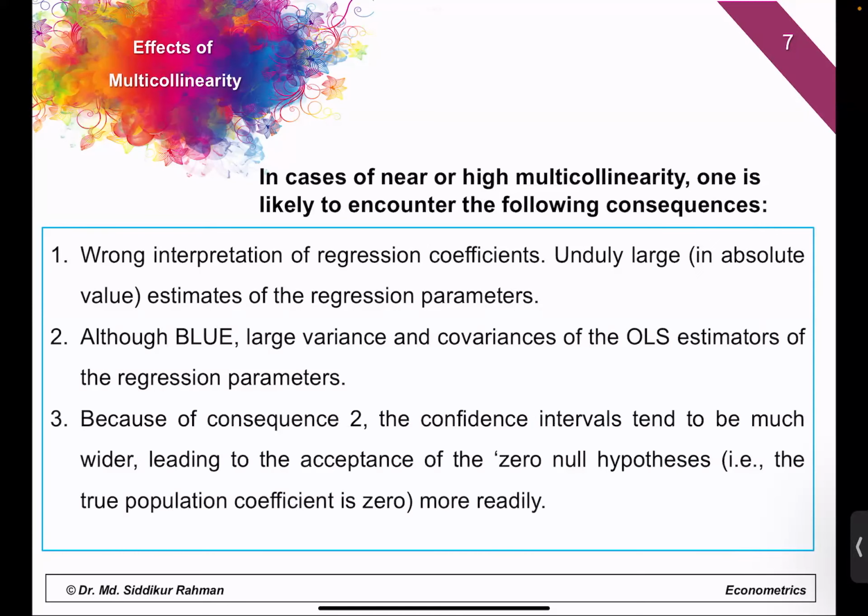Because of the consequences, I just repeat, the confidence interval tends to be much wider, leading to the acceptance of the zero null hypothesis. That means the true population coefficient is zero more readily. So can you understand this point? What do you think? The confidence interval is good when the width is smaller or larger?